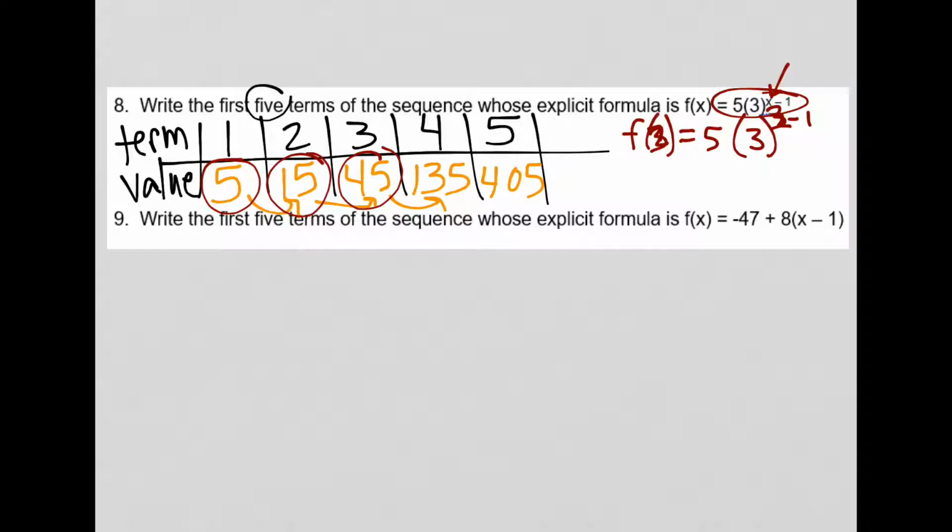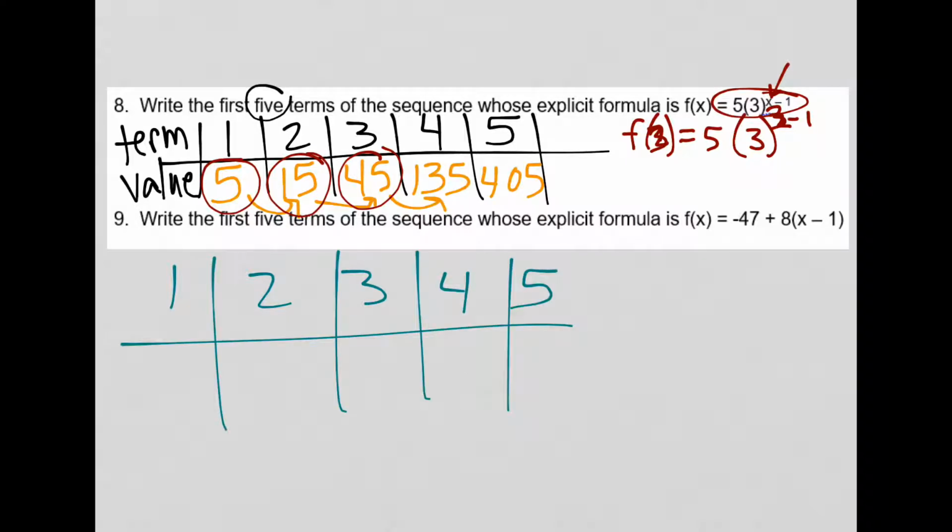Okay, so number 9, same thing. Let's generate a sequence. You don't have to have a table. You can if you want. I think it's very helpful at this stage to just make a little table. Oh, beautiful handwriting. So neat. Very tidy. Write the first 5 terms of the sequence, and this explicit formula looks a little different than the one we did on number 8, and that's because this is arithmetic. I see a plus sign right there, and I don't see an exponent. That tells me this is arithmetic.